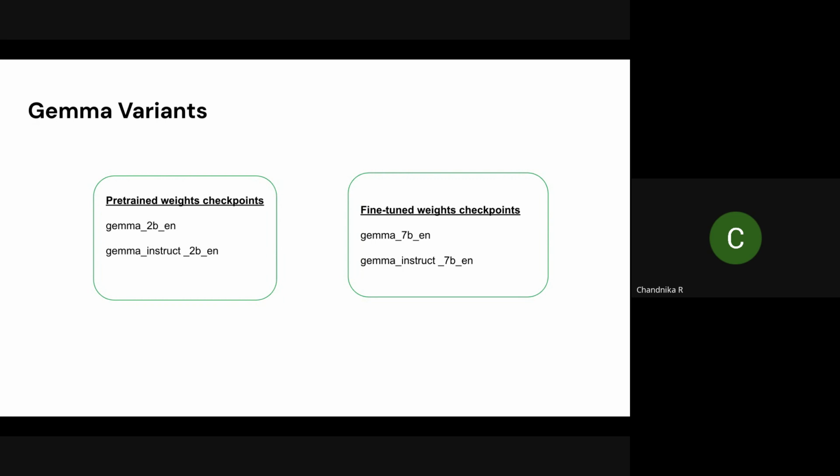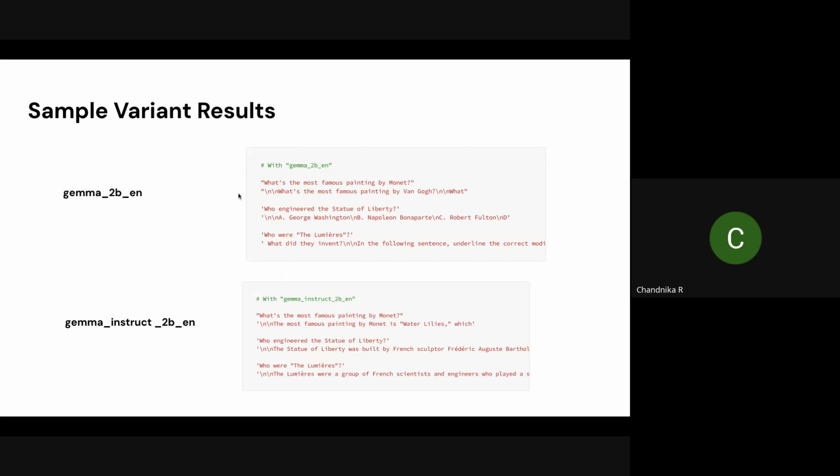But the fine-tuned versions are fine-tuned for specific tasks, for example question answering, classification, and summarization, comprising multiple tasks. They have fine-tuned these and released them as instruct models. So for both 2B and 7B we have Gemma instruct, and for the pre-trained we have Gemma 2B. So here we would have Gemma 2B English and Gemma 7B English. And for the fine-tuned, we have Gemma Instruct 2B English and Gemma Instruct 7B English. We will see a sample result from both of these models.